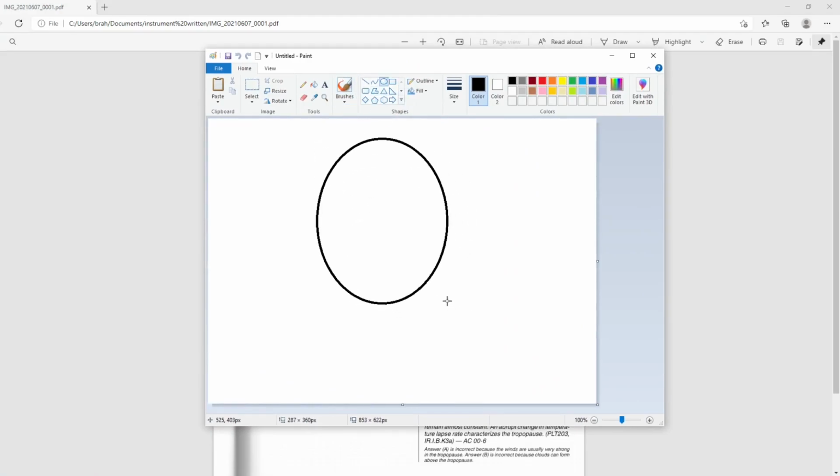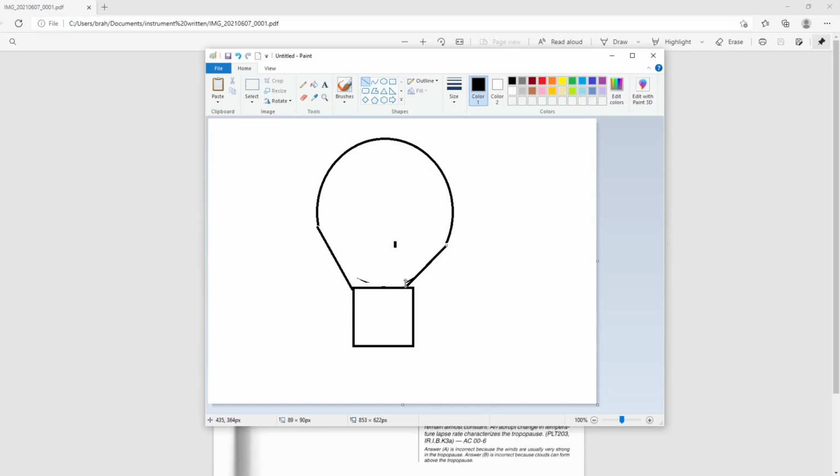So let's try to draw this. All right, that's going to take a little while here. We can draw a hot air balloon, and you know that as you warm that air up, right? You've got, let's see, a little fire going on here, right?